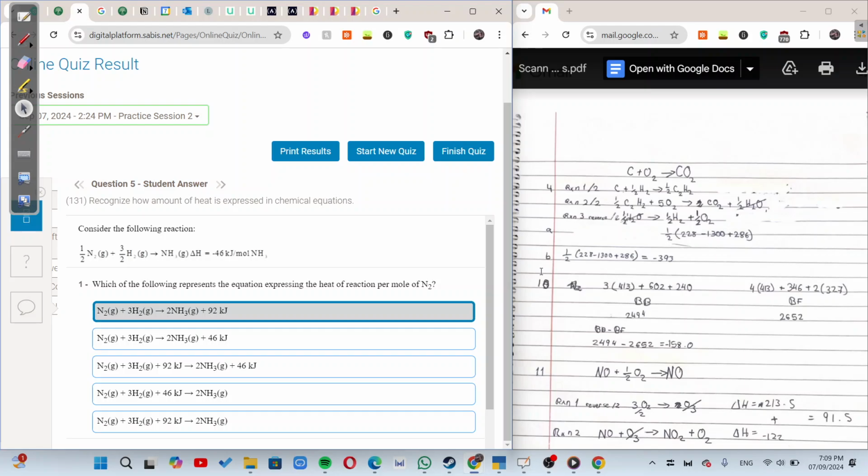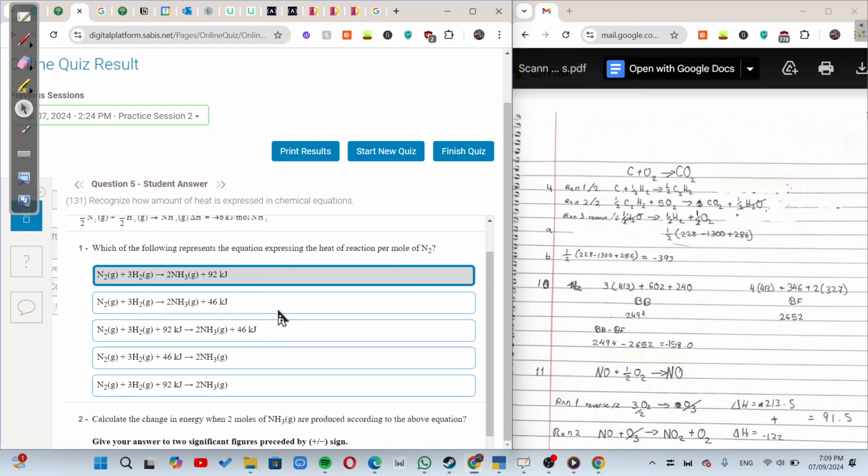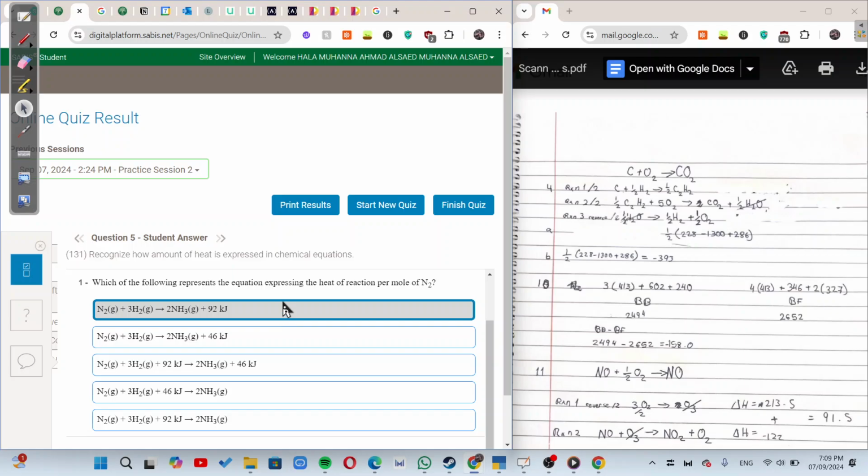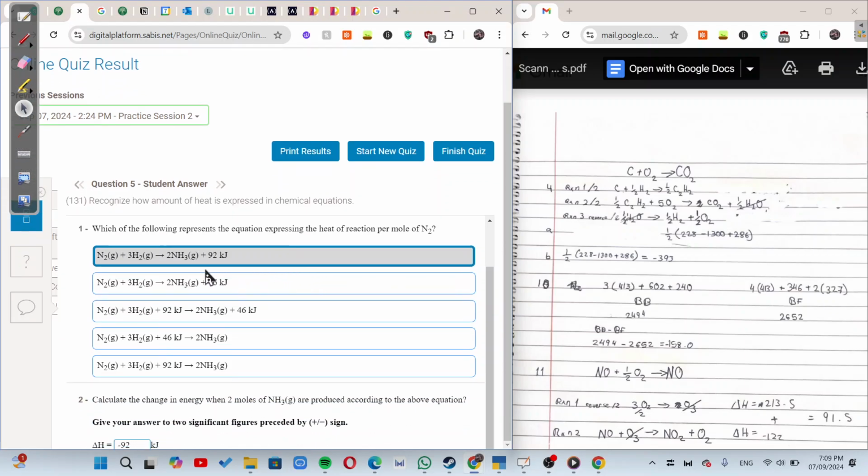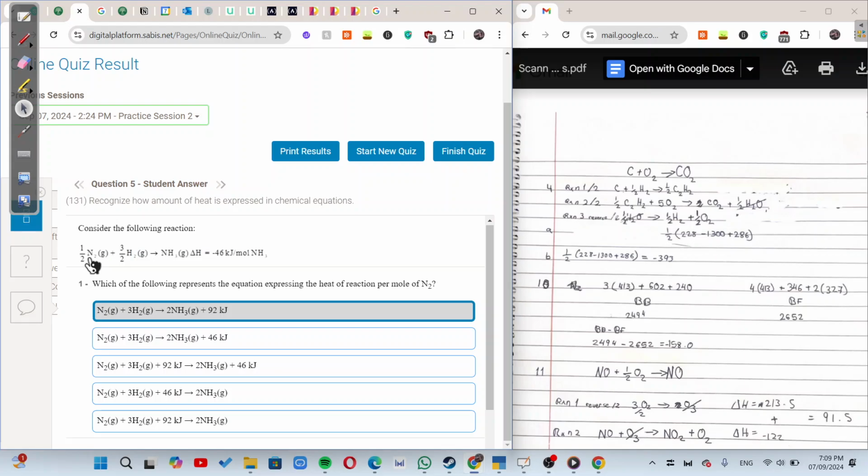Okay, so for the next question, it's asking you to express the reaction per mole of N2. So you want 1 mole of N2. What do you have to do to cancel this half, or 1 over 2? You multiply by 2, so you cancel 2 by 2 and you get 1. If you multiply one thing by 2, you multiply everything here by 2.